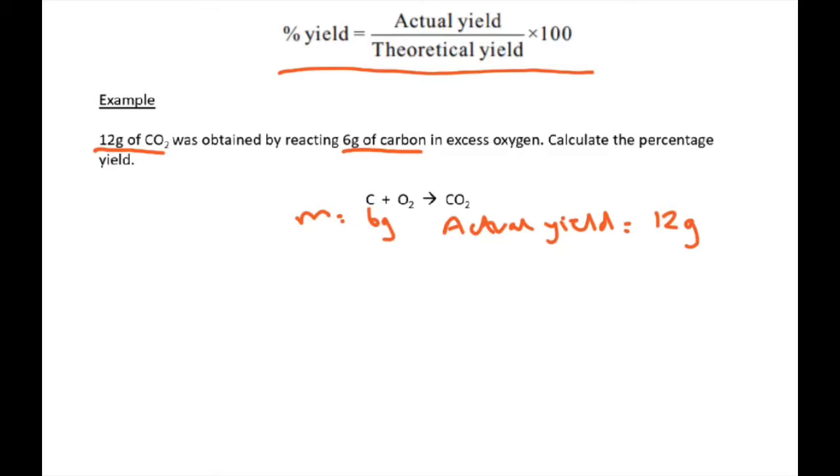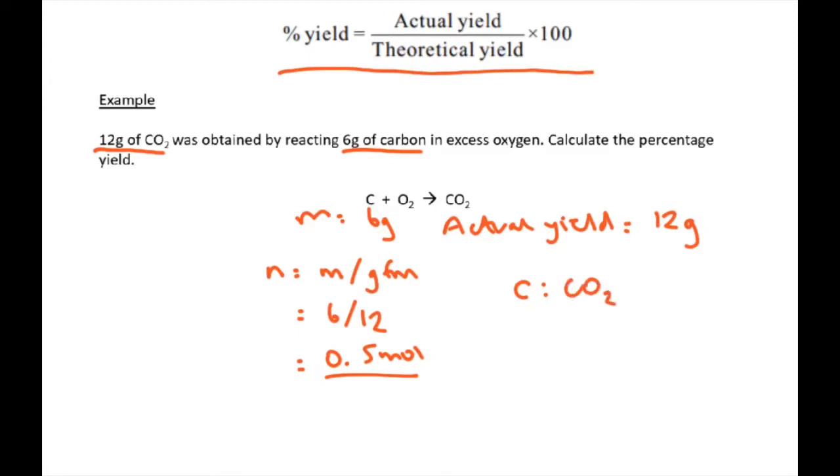So the first thing we need to do is to work out our number of moles of carbon that reacted in this reaction. So number of moles is my mass divided by my gram formula mass. So 6 divided by 12, which is 0.5 moles. Now in this reaction there are no coefficients, so everything reacts in a 1-to-1 ratio. So if I take my carbon and my carbon dioxide, they react in a 1-to-1 ratio. So if I have 0.5 moles of carbon, I also produce 0.5 moles of carbon dioxide.